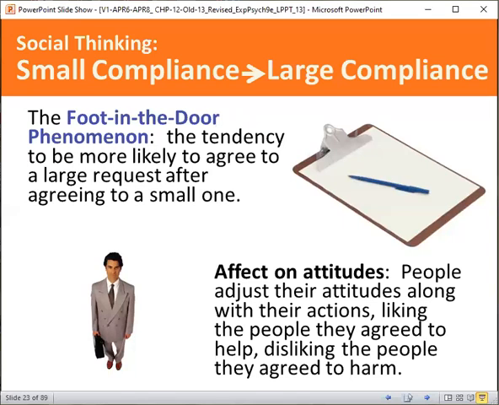Now here's the effect on the attitude. People adjust their attitudes along with their actions. So if you find yourself behaving a certain way, then you have to sort of adjust your attitude to be aligned with your behavior. So people adjust their attitudes along with their actions, liking the people they agree to help, disliking the people they agree to harm. Okay, so when you agree to open the door a little bit, when you agree to take that clipboard, and when you agreed to do the next thing, you're more likely to give them the check.